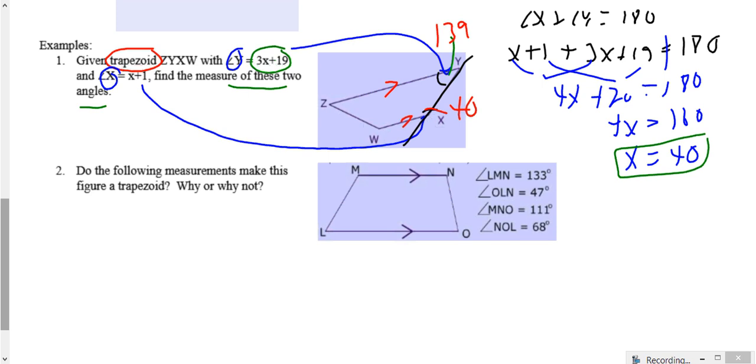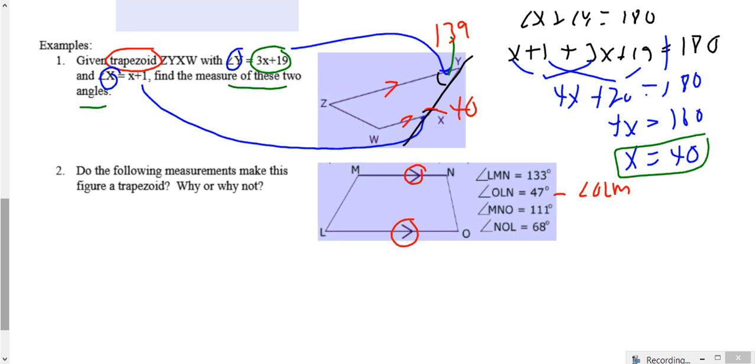The next one we have is again a trapezoid. So we have the arrows given to us, which is nice. We have one correction to make though. This should be angle OLM. Okay? So do the following measurements make this figure a trapezoid or not? Well, again, to be a trapezoid, we have to have those parallel sides. So let's check our numbers.